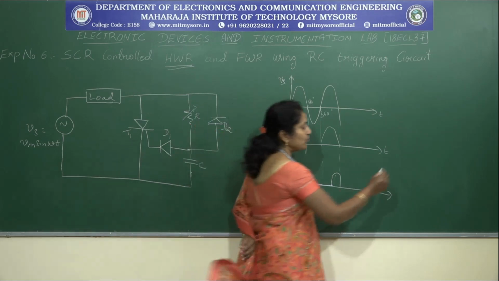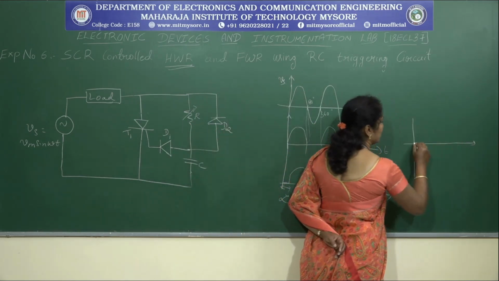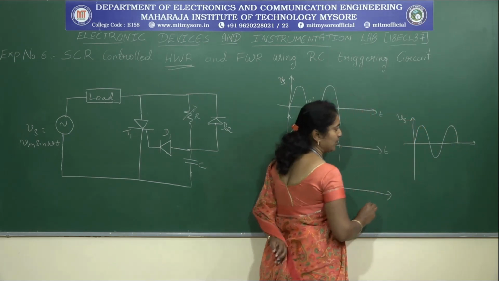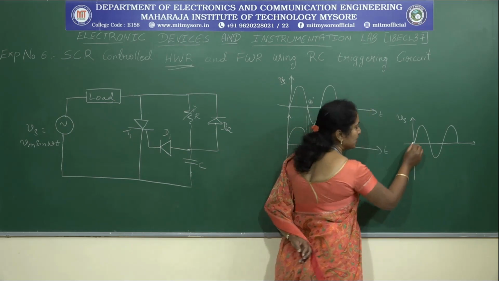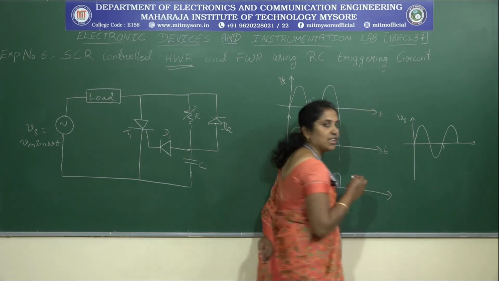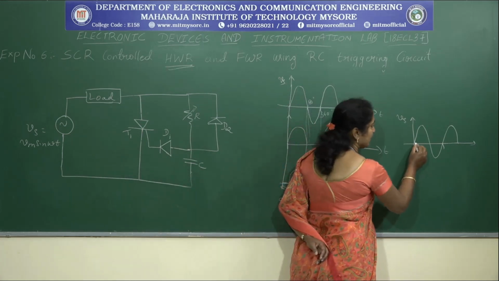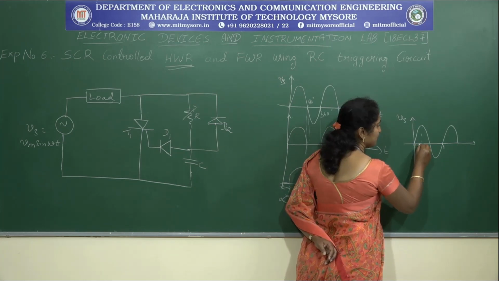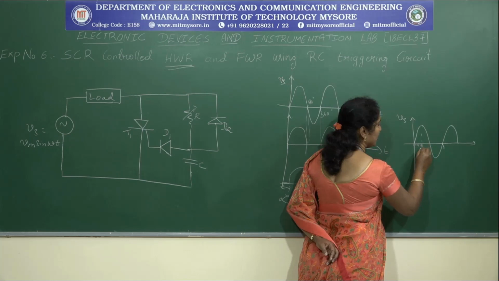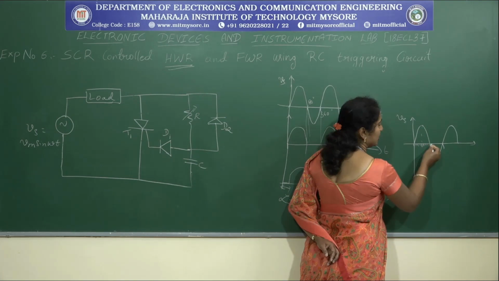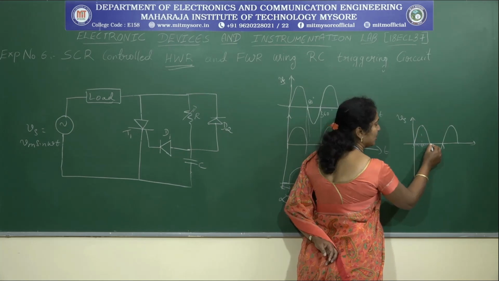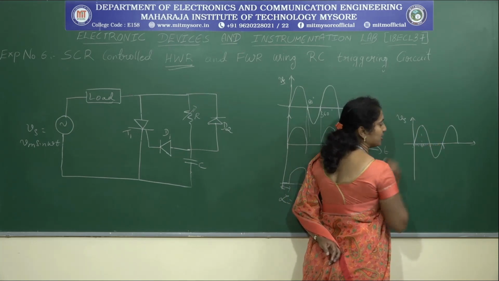In the CRO, first you have to adjust the input waveform. This is your input waveform, this is the Vs you are having. First you have to count how many divisions there are in your CRO. See, suppose 10 divisions are there. You are having 5 divisions for the first 90 degrees and 5 divisions for the next 90. 10 divisions are there in your positive half cycle and 10 divisions are there in your negative half cycle.